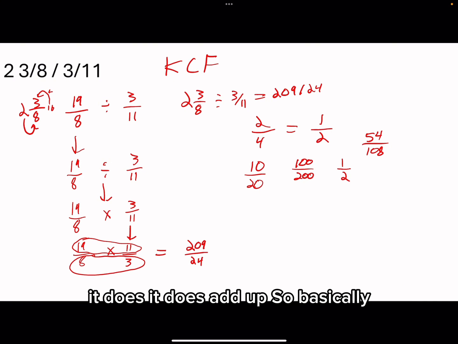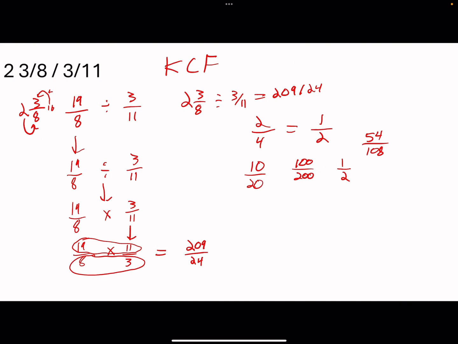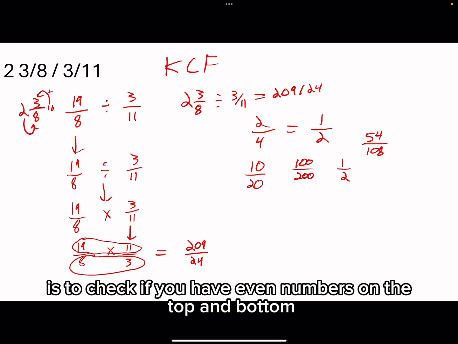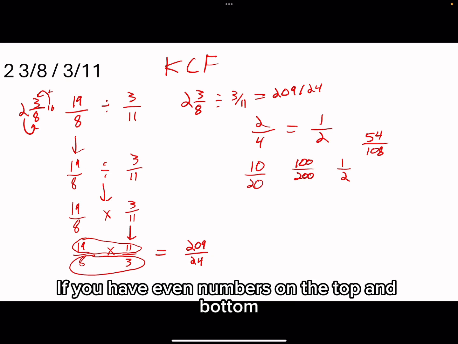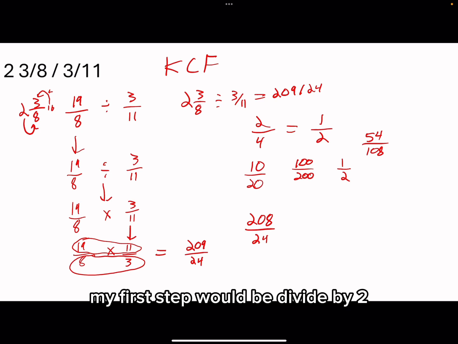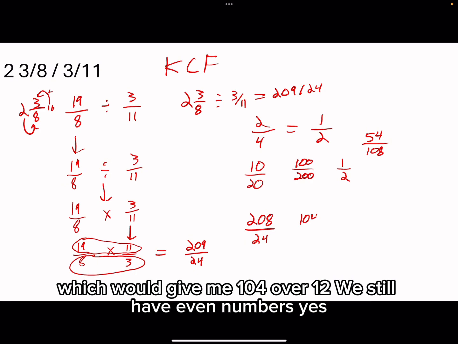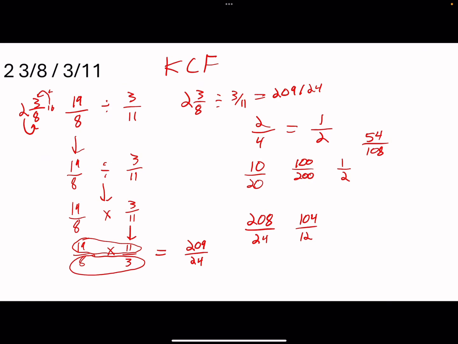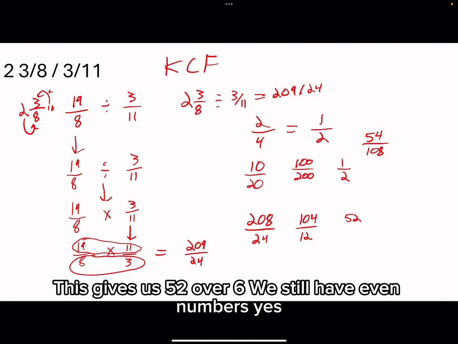So basically, the first step when you're reducing is to check if you have even numbers on the top and bottom. If you have even numbers on the top and bottom, you can always start with dividing by 2. So if I had like 208 over 24, my first step would be divide by 2, which would give me 104 over 12. We still have even numbers? Yes. We'll divide by 2 again. This gives us 52 over 6.